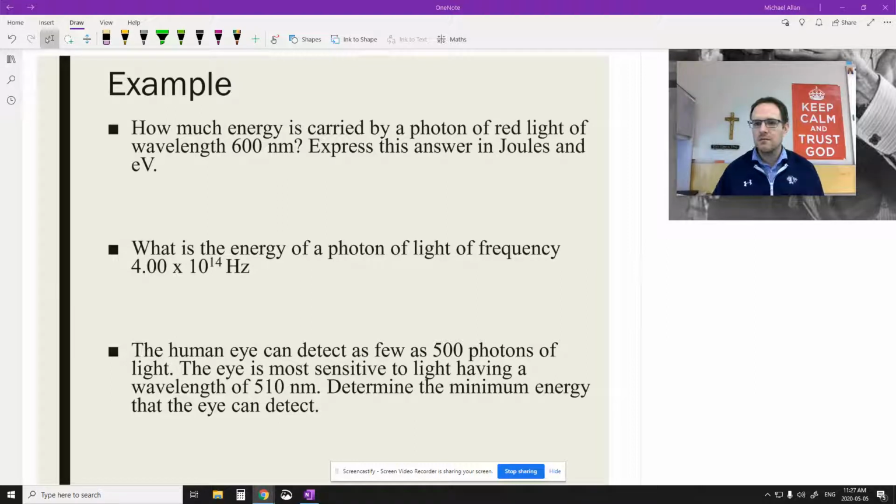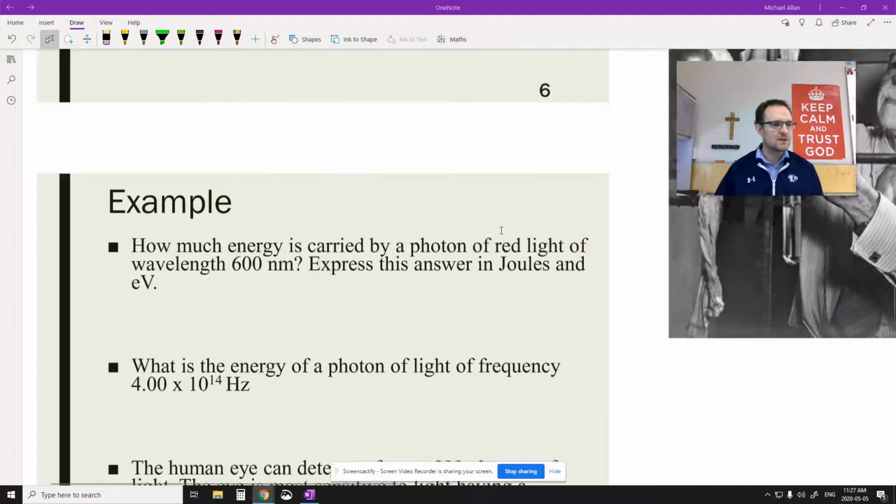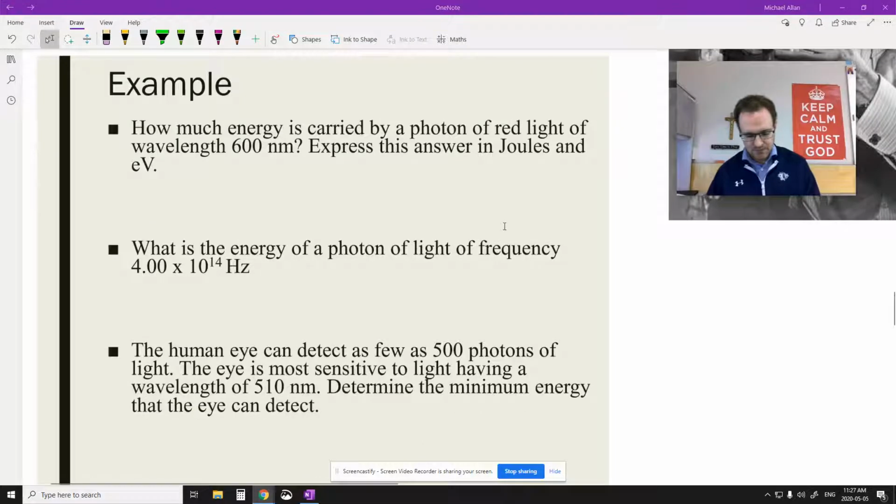There he is, Max Carl Ernst Ludwig Planck, a German physicist. Einstein is obviously an Austrian, German-born physicist, and then Gilbert Lewis is actually an American physicist or chemist. So it's a pretty international venture we got going on here.